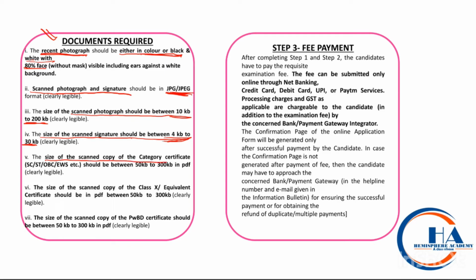The size of the scanned copy of the category certificate, if you belong to any of the categories SC, ST, OBC, EWS or PWBD, should be between 50 kb to 300 kb in PDF, guys, in PDF. Please do make a note of that. The size of the scanned copy of the class 10th equivalent certificate should be between 50 to 300 kb. Okay, and here comes the PWD certificate, which should be 50 kb to 300 kb in PDF also. Okay, guys, do make a note of these documents required, and please be very keen and very cautious about the measurements and the specifications they have asked.